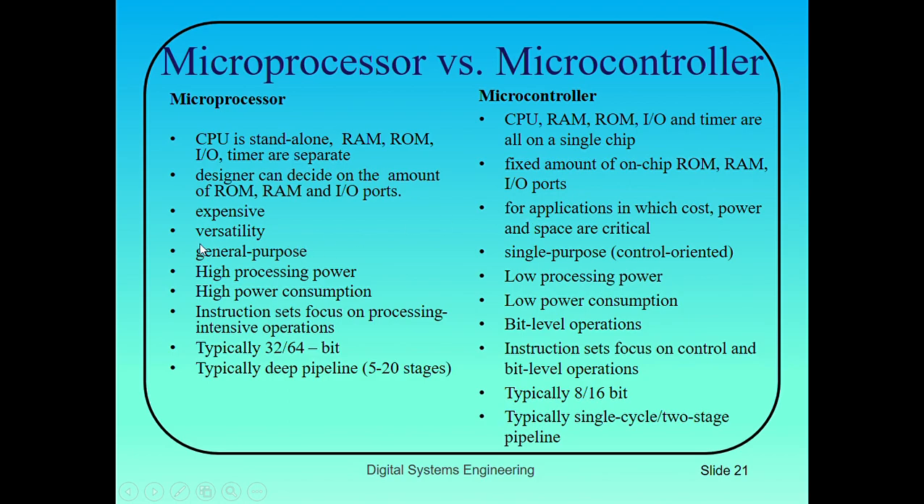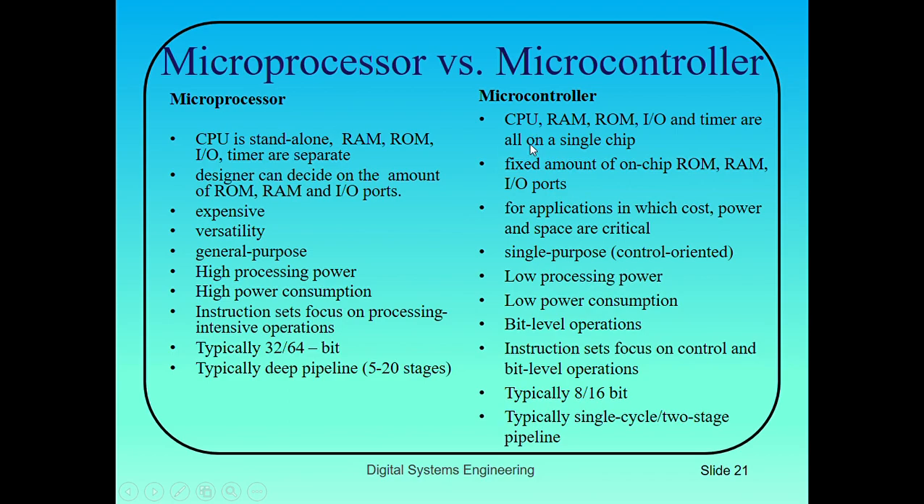Microprocessors are versatile, and they are basically general purpose. They have high processing power and high power consumption. Instruction sets focus on processing intensive operations. Typically they are 32-bit, 64-bit, or nowadays even 128-bit systems.